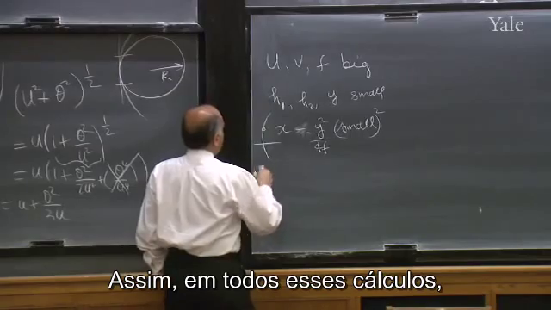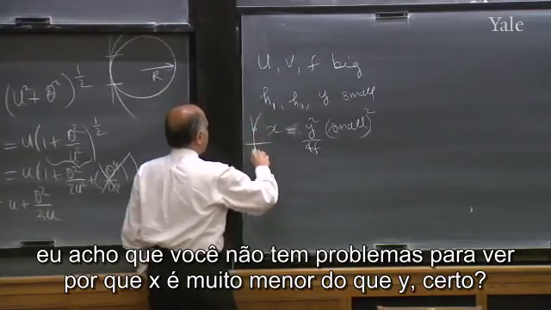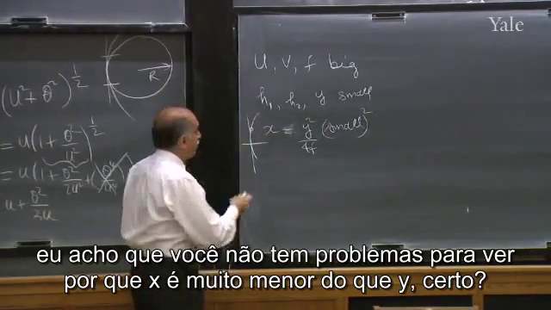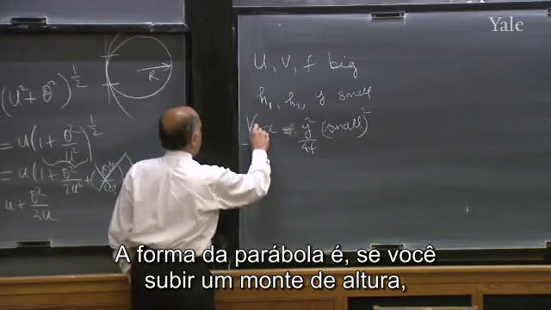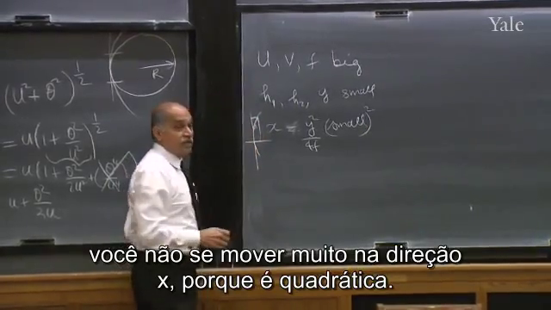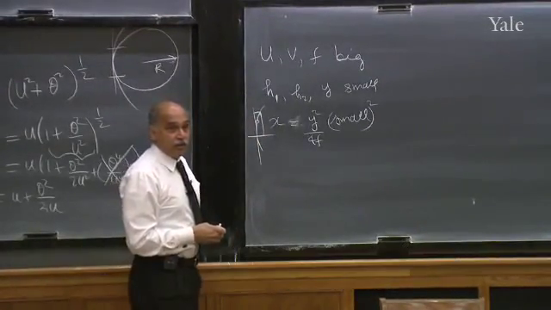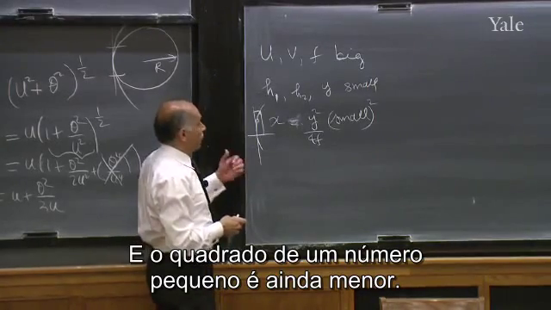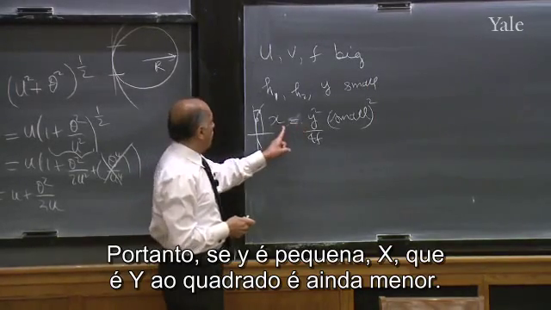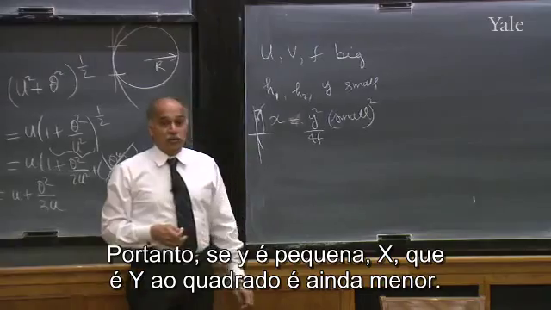So in all these calculations, I think you have no trouble seeing why x is much smaller than y, right? The shape of the parabola is that if you climb a lot of height, you don't move a lot in the x direction because it's quadratic. And the square of a small number is even smaller. So if y is small, x, which is y squared, is even smaller.